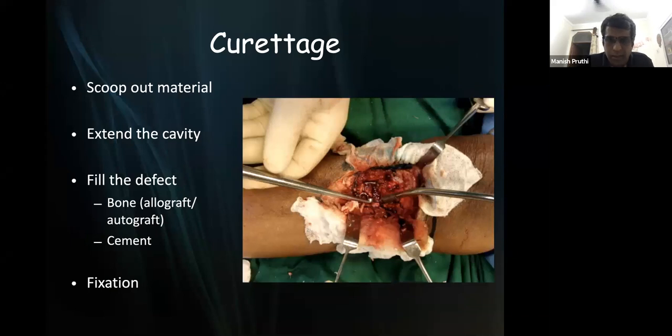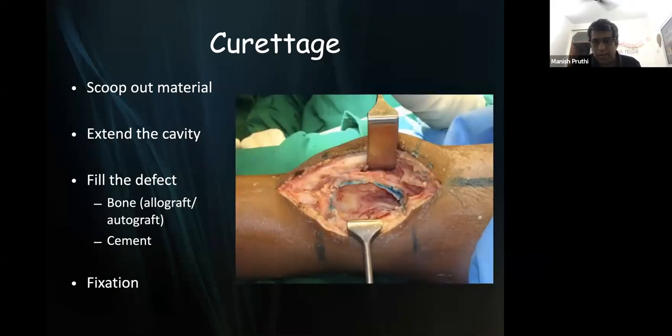So what is curettage? Curettage is where we use various kinds of scoops to remove the tumor from the bone, and then we extend the cavity and use some kind of filling substance to fill the defect, which can be an allograft, an autograft from the patient, or bone cement, and then we do an appropriate fixation. So this is the kind of cavity that we are left with after a curettage, and then we use an appropriate reconstruction to fill the defect.